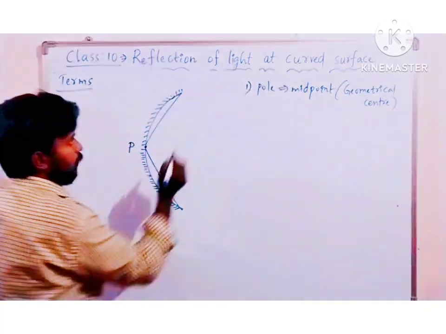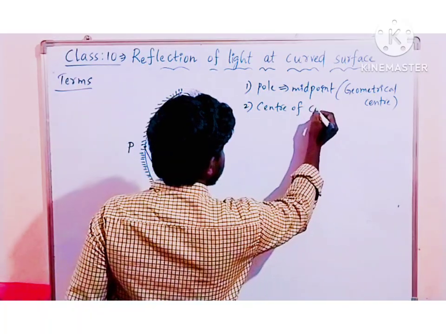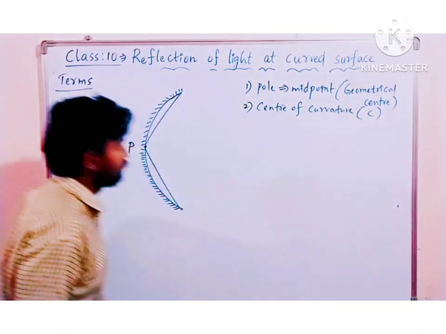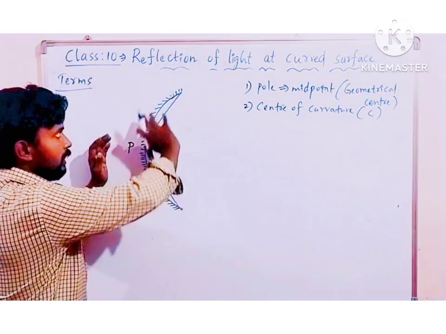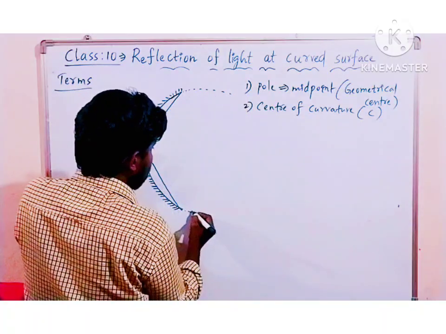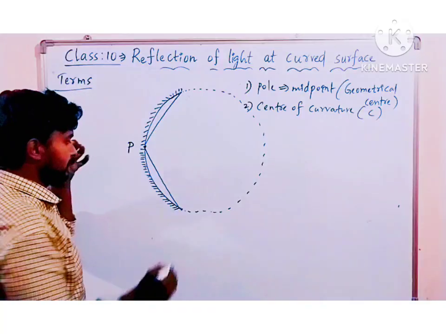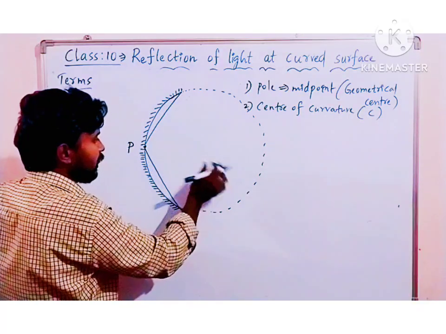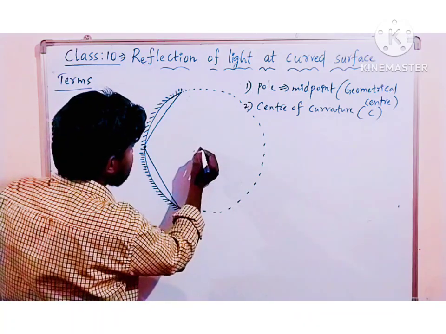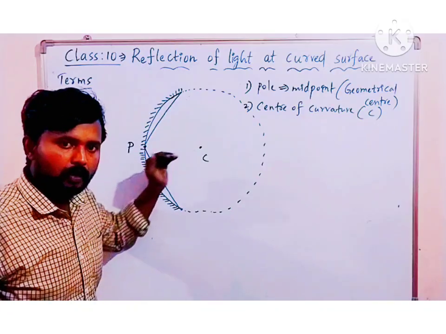Next thing is the center of curvature. The next term is center of curvature, denoted by the letter C. We know that every spherical mirror is made from a hollow sphere of glass. Every hollow sphere has a center, denoted with C. C is the center of curvature of a hollow sphere.